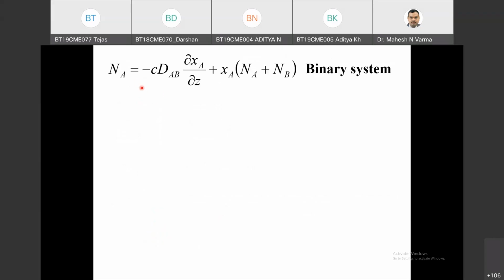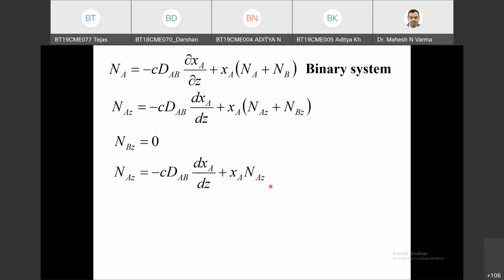So this is for a binary system. NA equals to, and you can add Z everywhere: NAZ, NBZ, everywhere it will be Z. Concentration in Z direction. For this system, NBZ equals to 0. There is no flux of B in Z direction because the solubility of B in A is negligible. So this can be rewritten like this.